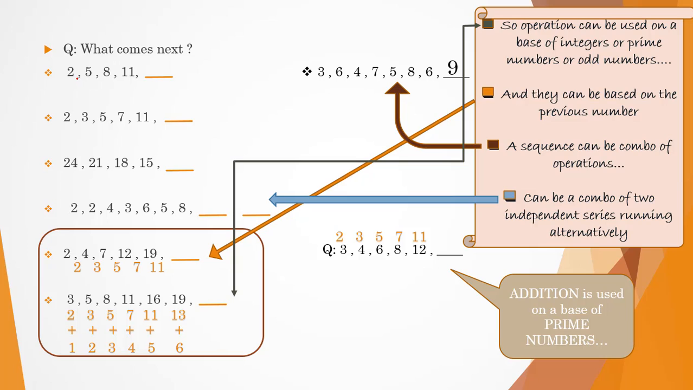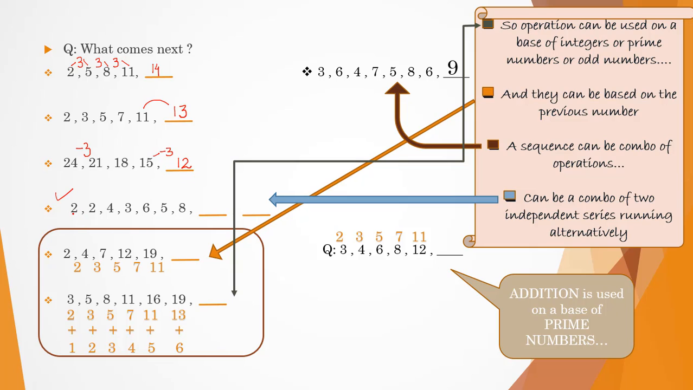In the first question, 3 is being added at every step. 2 plus 3, 5, 5 plus 3, 8, 8 plus 3, 11, 11 plus 3, 14. The second series is of prime numbers, and we know that 13 comes after 11. 3 is being subtracted at every step here. 15 minus 3, 12.